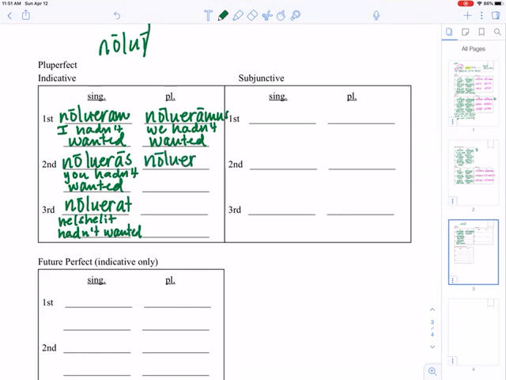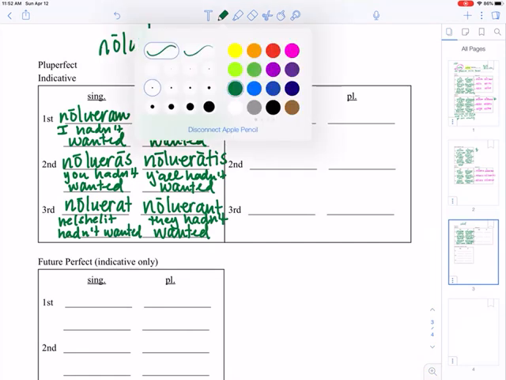Nolu eratis, macron over that A. Y'all hadn't wanted. And then Nolu erant for third plural. And they hadn't wanted. Okay, so there's our pluperfect indicative. Let's go and get the pluperfect subjunctive.